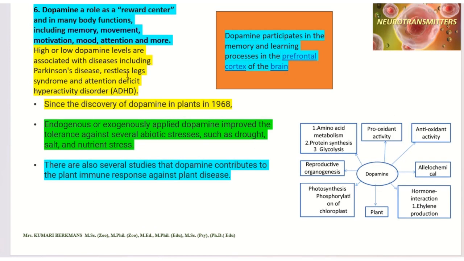Let us see the next one. An important thing is dopamine. Dopamine is very, very important for the human body. If dopamine secretes in our body, the person will be very, very happy. So keep yourself always happy.